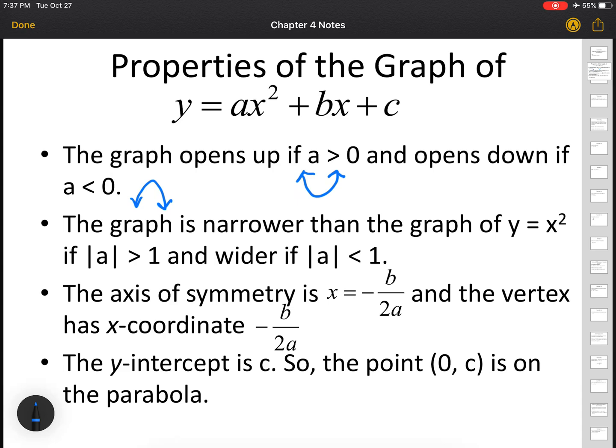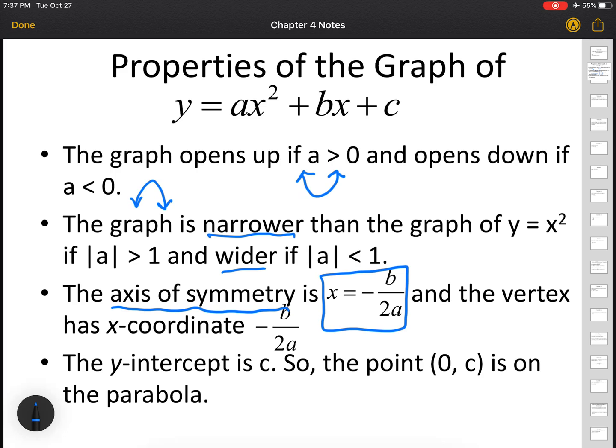If the graph is narrower, then that means your a out front was bigger than 1, and it was wider if it was less than 1. So like a fraction, that would automatically be a wider shaped parabola. The axis of symmetry we always get by this formula right here for x. Okay, and the vertex has that same x coordinate that we got from that little formula.